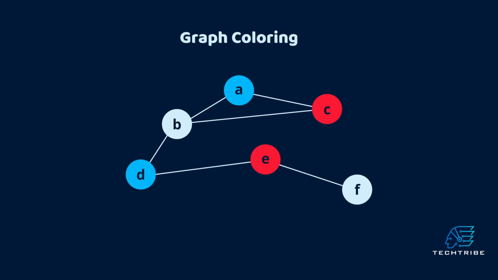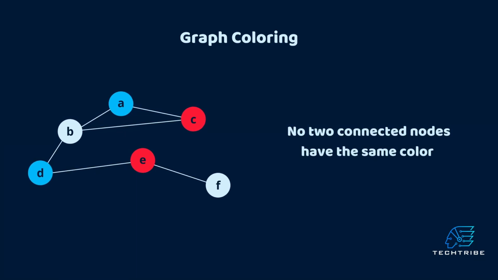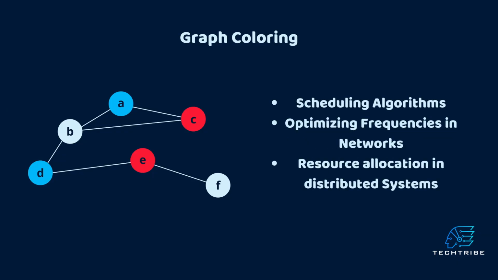What's up, engineers? Today we are diving into a problem that looks super simple on the surface, but turns out to be one of the trickiest challenges in computer science, which is graph coloring. Graph coloring is assigning colors so that no two connected nodes have the same color. And this problem shows up everywhere, from scheduling university exams and optimizing frequencies in mobile networks, to resource allocation in big distributed systems, and many more.